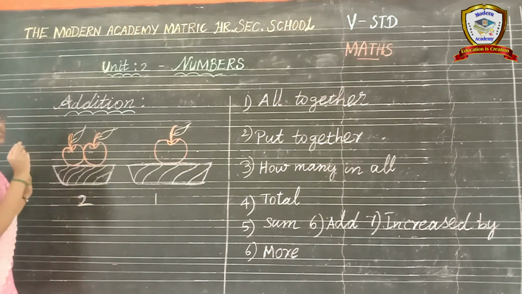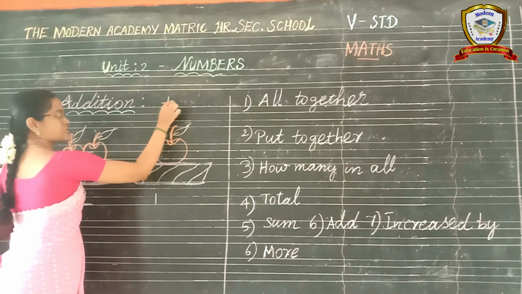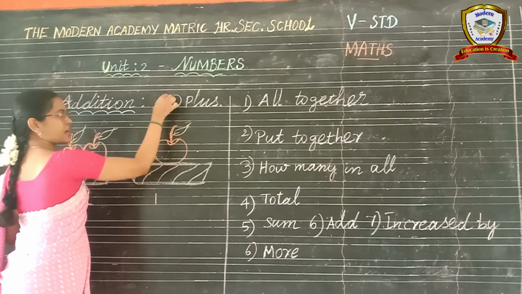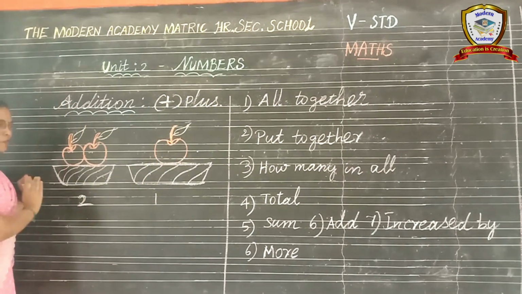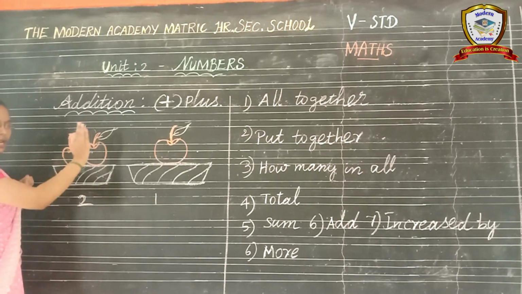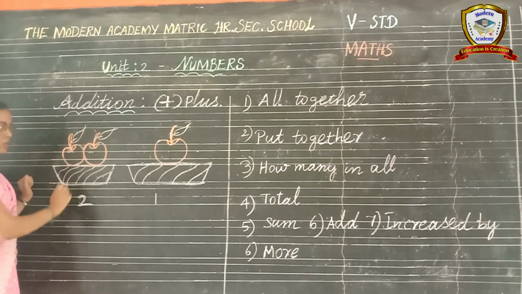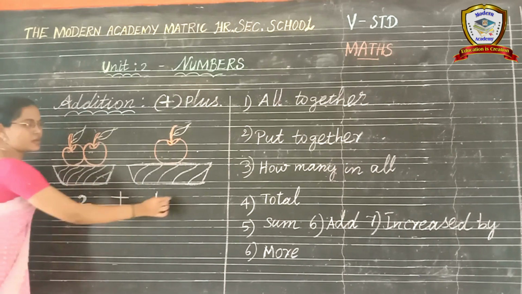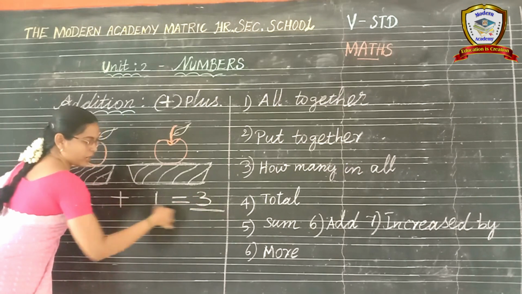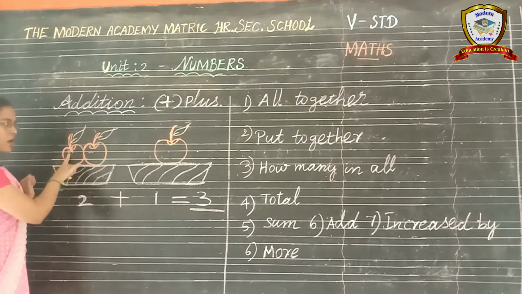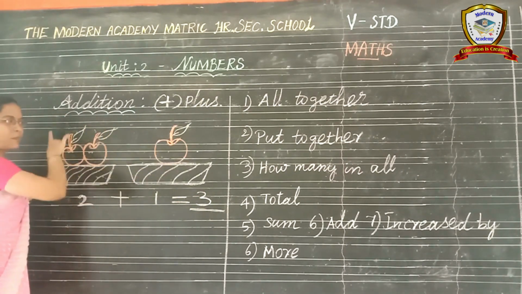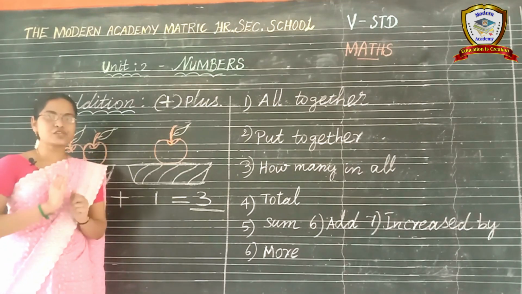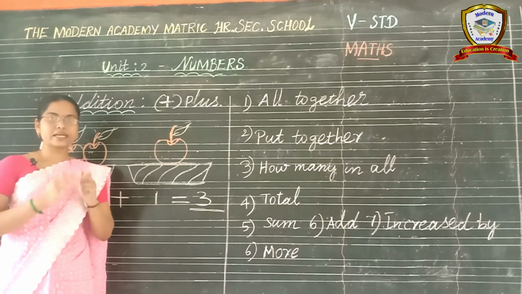Okay, addition is denoted by the symbol plus. This is the addition symbol. Now we have to find out the total number of apples. We have to add 2 apples plus 1 apple. So what is the answer? 3. Total number of apples here is 3. 1, 2, 3. So what is the addition definition? Addition is a process of putting items together.